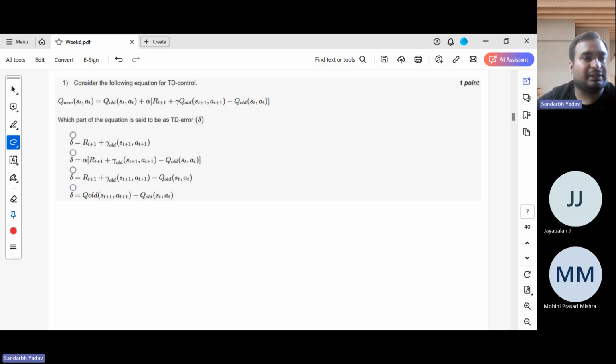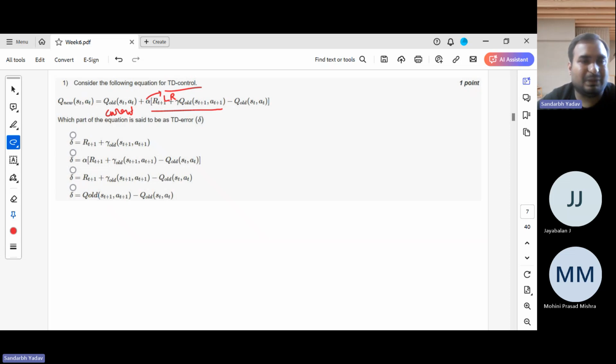The first question is: consider the following equation for TD control. They have given us an equation where this is the new estimate, this is the old estimate, also called the current estimate, and this is the usual alpha, which is the learning rate. They are asking which part of the equation is known as the TD error. Is it this part, R_{t+1} plus gamma times the current estimate, or old estimate, you can say?